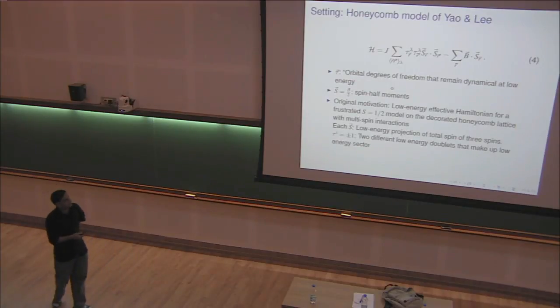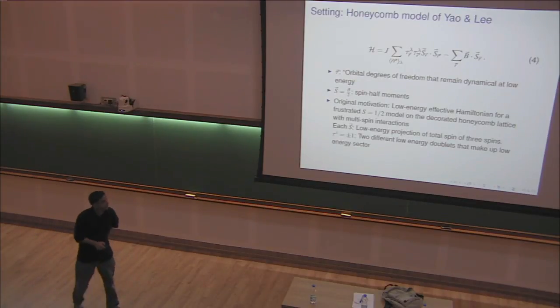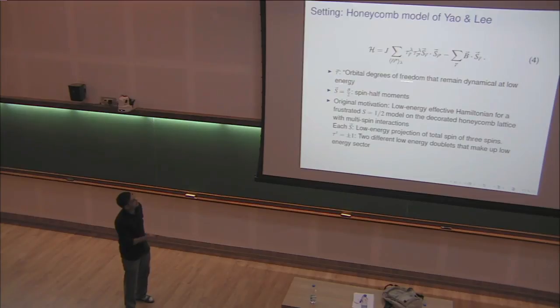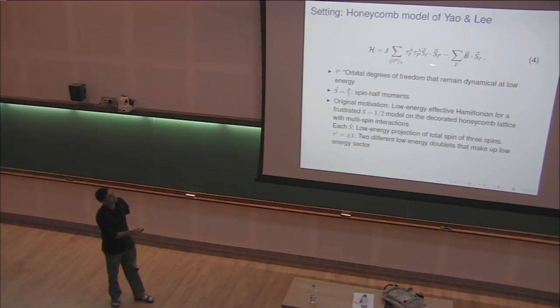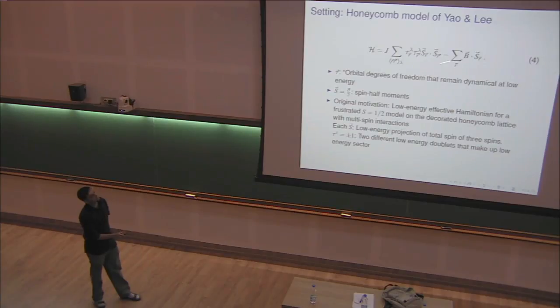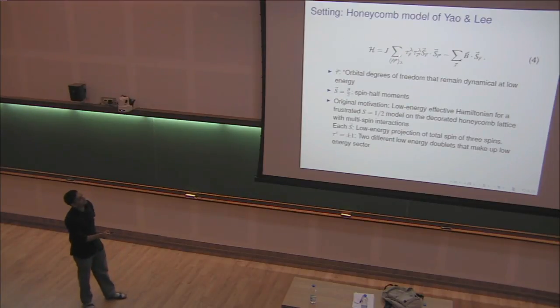So let me tell you what is the tractable model I use to derive these results. The model I'm looking at is the honeycomb model of Yao and Lee that many people here will be familiar with. This is a model of orbital degrees of freedom that remain dynamical at low energies. Those are the tau, and spin-full moments, spin half moments that have full SU2 symmetry. So it's roughly speaking a Heisenberg exchange for the SU2 moments on the honeycomb lattice, modulated by the dynamics of these orbital degrees of freedom. And the orbital degrees of freedom, if you ignore these spin-full moments, have exactly the physics of the Kitaev model.